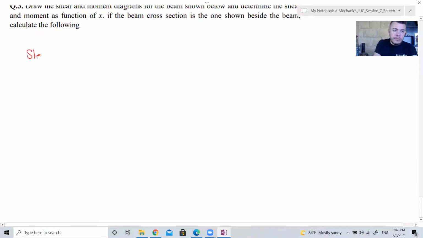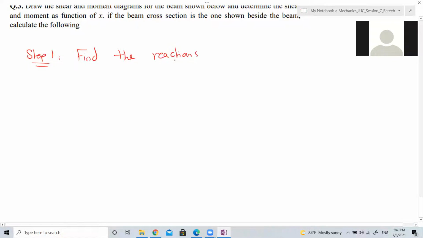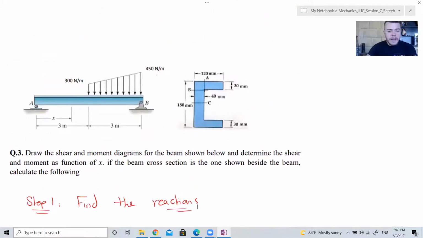مين كان معي امبارح؟ سعيد. What's the first step? find moment. لا, find the reactions. react. بلا reactions ما فيك تعمل شيء. Okay, بلا reactions ما فيك تعمل شيء.